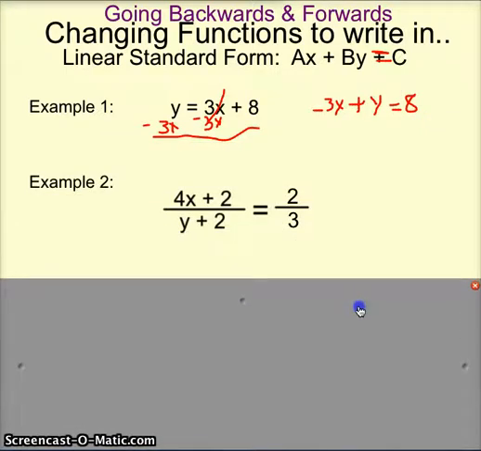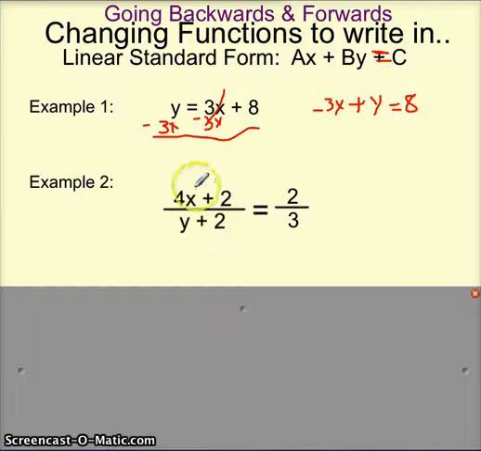Let's look at a different one. 4x plus 2 over y plus 2 equals 2/3. Well, in order to solve this or to get it written out as an equation, we can use cross multiplication. Remember, when you have two ratios, you can solve a proportion using cross multiplication. So let's try this. Let's start with this side.